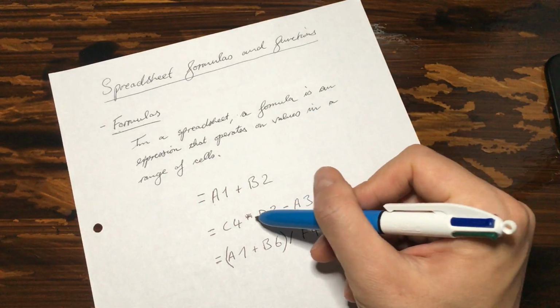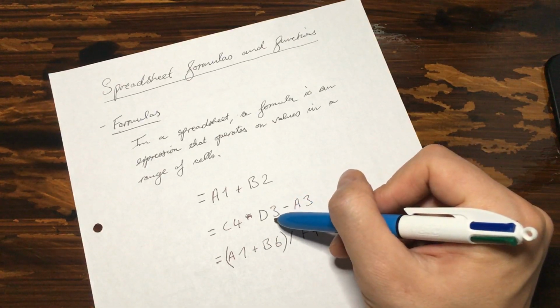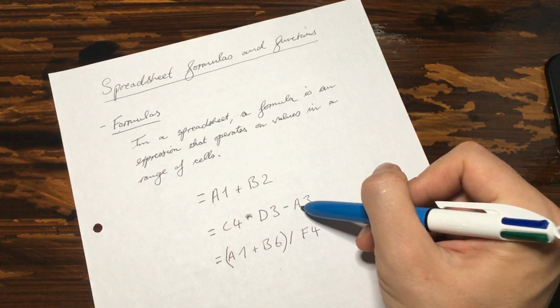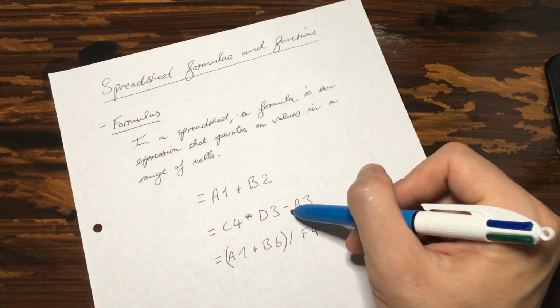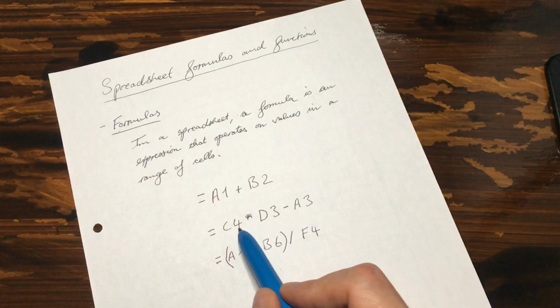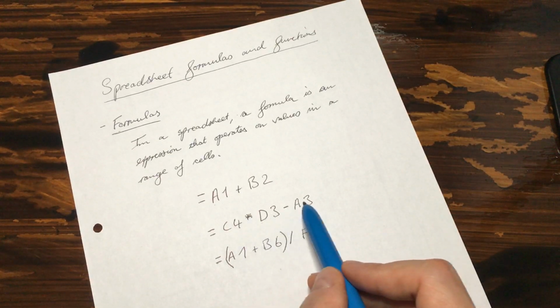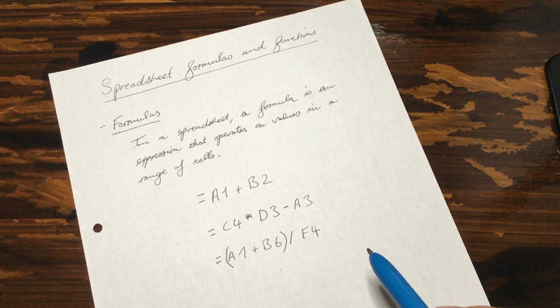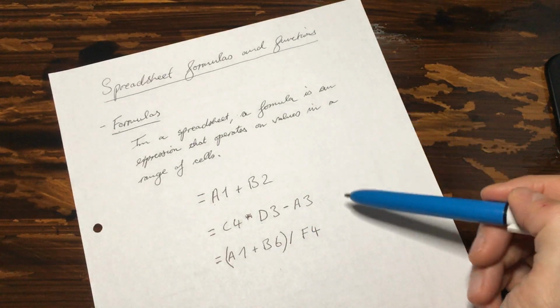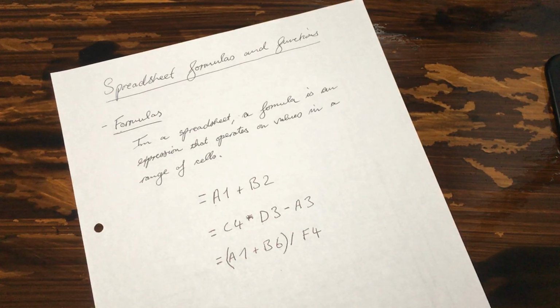If I put brackets around this part here, that would mean I want to subtract these two cells first and then multiply it by C4. But if I don't put the brackets, these two get multiplied together first, and then the answer of this gets subtracted by A3. So just make sure you take all these notes down, pause the video if you are writing this into your exercise books.